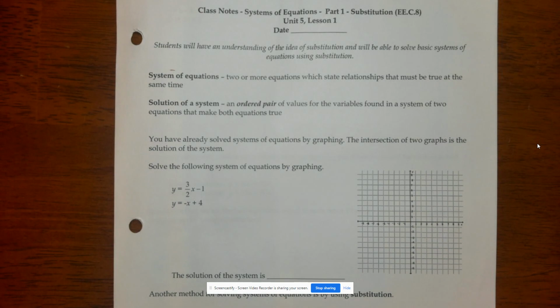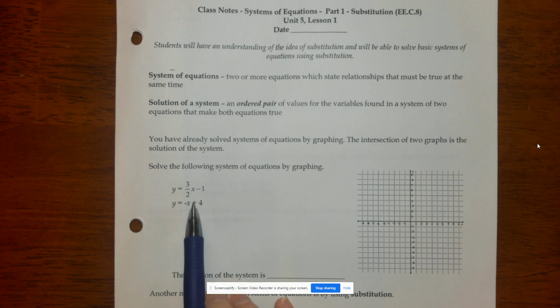Hey there, MSM3. We are starting Unit 5, Systems of Equations, which is one of my favorite lessons in the whole year. So, systems of equations: two or more equations which state relationships that must be true at the same time. A solution to the system is an ordered pair, and that ordered pair has to make both of the equations true. So what you can see here is that I have a pair of equations.